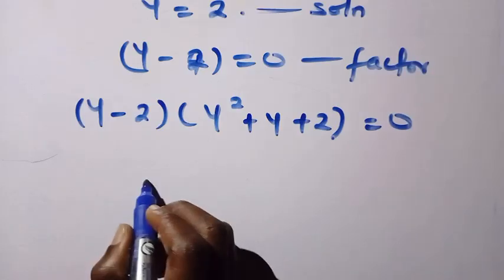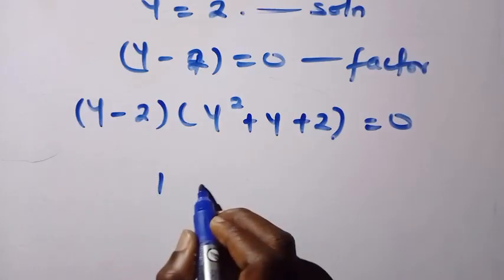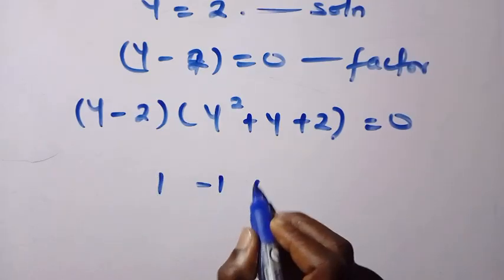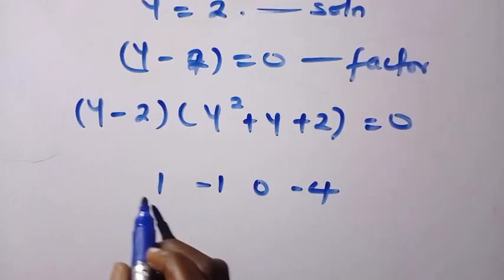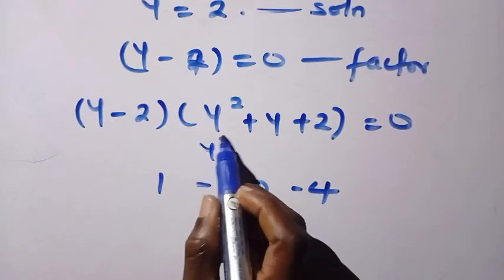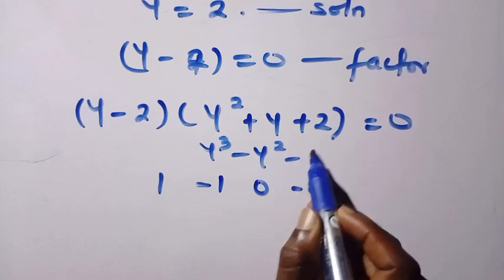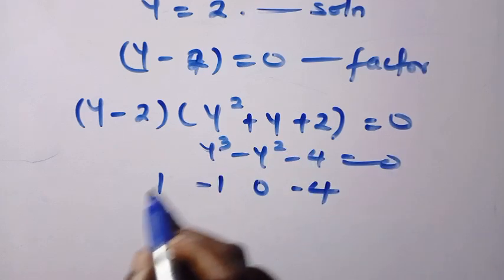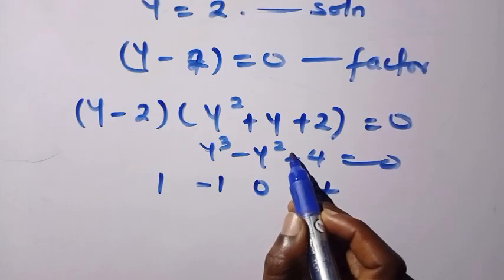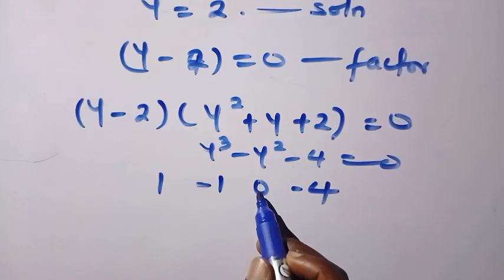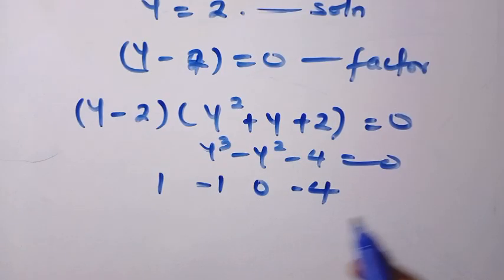From y cubed minus y squared minus 4, if I take out the coefficients, we have 1, minus 1, then 0, and minus 4. Here the first is the coefficient of y cubed, which is 1, then minus 1, then there is another one, which is y raised to power 1, and that one is multiplied by 0. Then minus 4 as a constant.